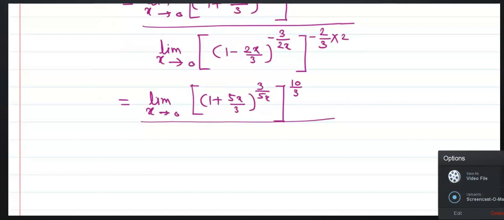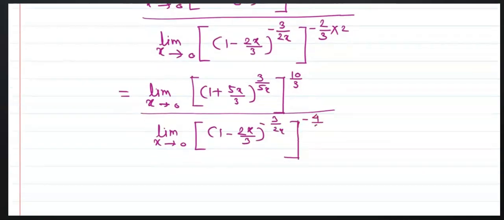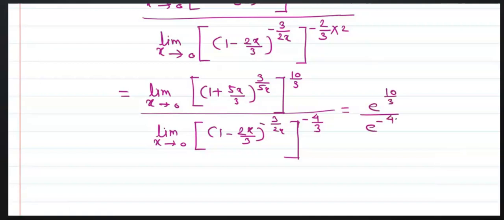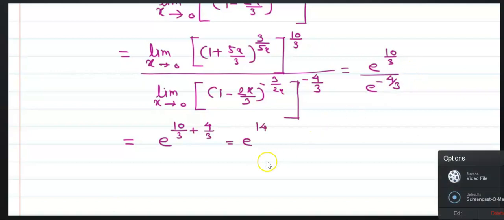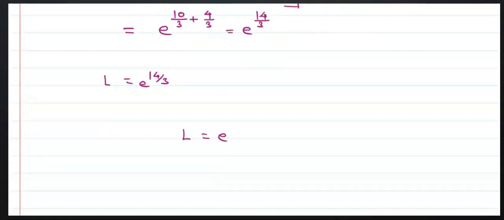This is the first part. Next, therefore e raised to 10 upon 3 upon e raised to minus 4 upon 3. That is equal to e raised to 10 upon 3 minus, minus and minus will become plus, that is e raised to 14 upon 3. Therefore, L is equal to e raised to 14 upon 3.